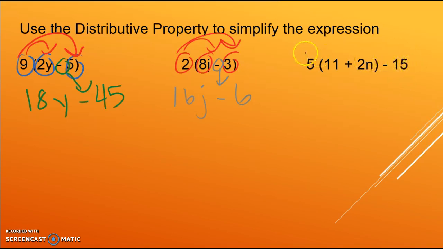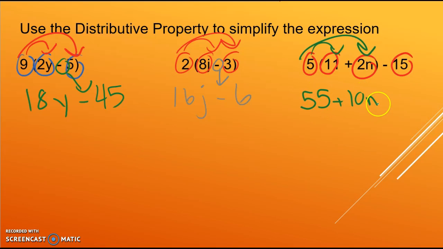Now for this last one, this one has an extra step to it because I have this little minus 15. So I'm going to start like I did on all the other ones by circling my terms. So I have 5, 11, 2n, and 15. I distribute the 5 to the 11 and to the 2n. When I do that, I get 55 plus 10n. And then I have to remember to bring down this minus 15.